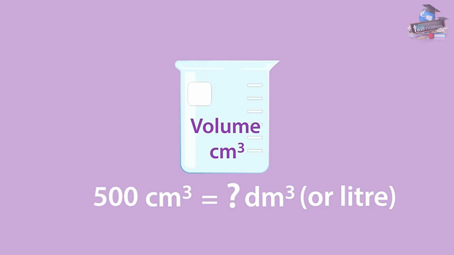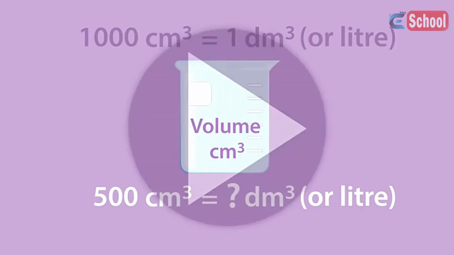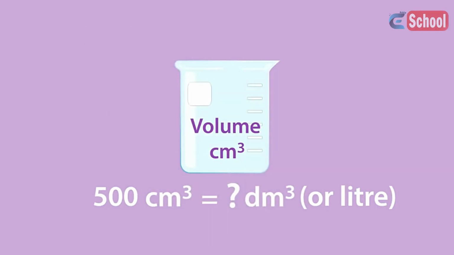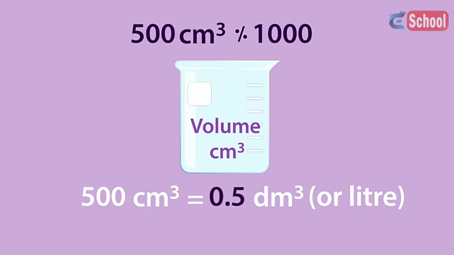Pause, think, and continue when ready. To get the answer, you need to divide 500 cubic centimetres by 1000. So 500 cubic centimetres is the same as 0.5 decimetre cubed. Did you get it right?